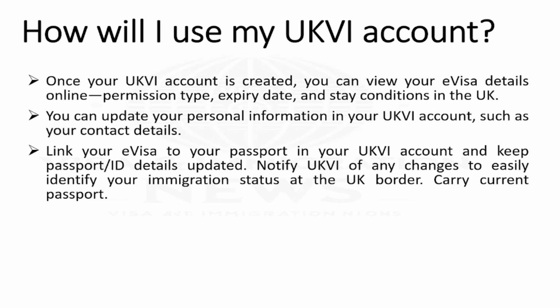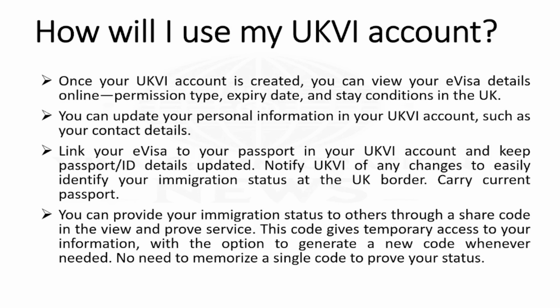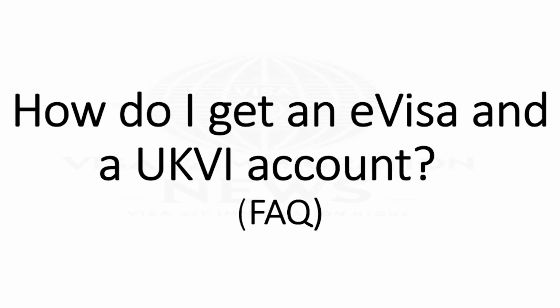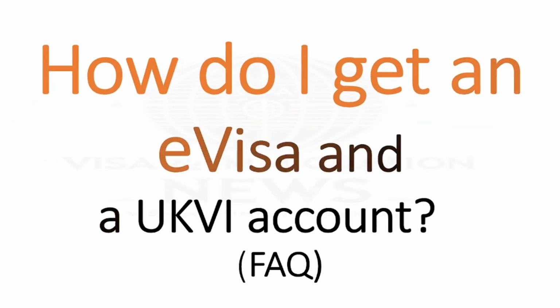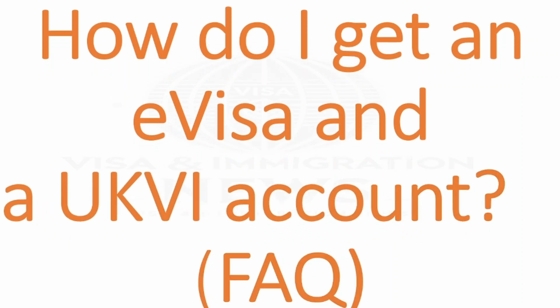Carry your current passport. You can provide your immigration status to others through a share code in the View and Prove service. This code gives temporary access to your information, with the option to generate a new code whenever needed. No need to memorize a single code to prove your status. How do I get an eVISA and a UKVI account? We will also cover the frequently asked questions.